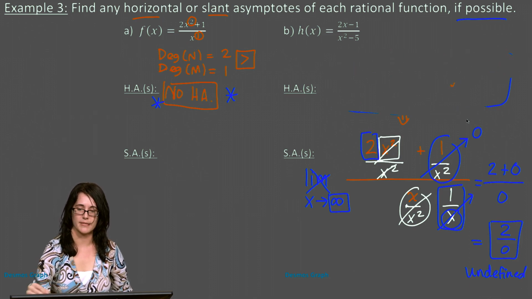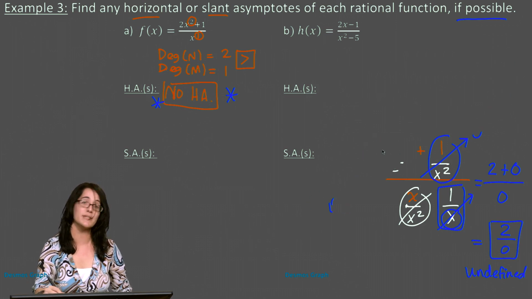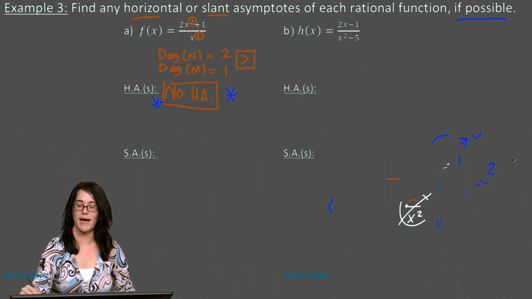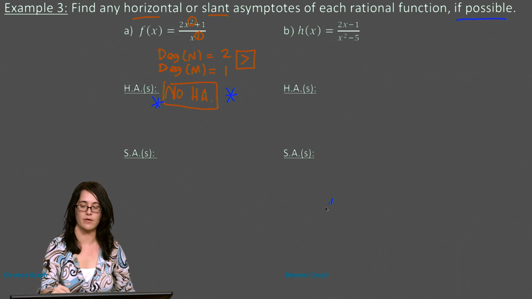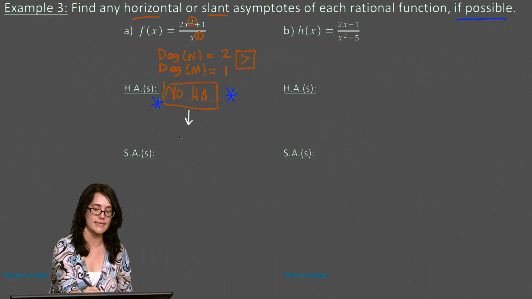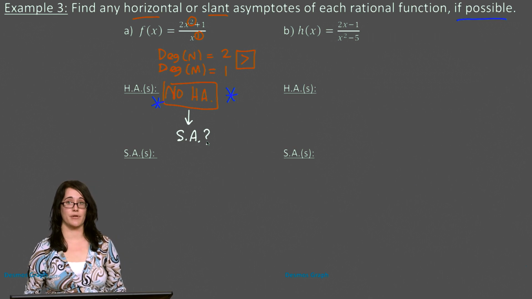What we're going to do next is talk about slant asymptotes and when they would exist. It turns out that for this problem, we might have a slant asymptote. If you go back to your three rules from 2 slides ago, we talked about the fact that when there is no horizontal asymptote, there could be a slant asymptote. So we have to ask ourselves, is there a slant asymptote here?